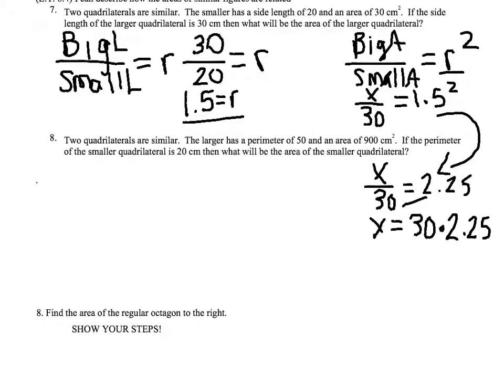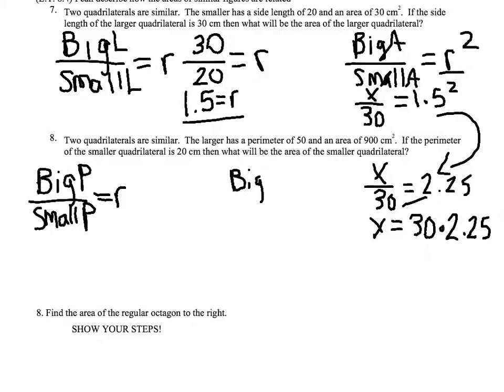So in the next problem, it says that two quadrilaterals are similar. The larger has a perimeter of 50 and an area of 900. If the perimeter of the smaller is 20, then what will be the area of the smaller? So perimeter is the same. Big P over small p is equal to R, and we know that big A over small a is equal to R squared.